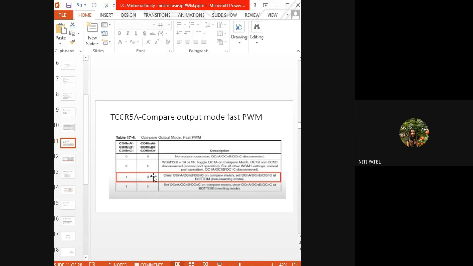So when a channel, let us assume channel A, is selected, what should the value of A be? 1, 0. If it is B, what should the value of B be? 1, 0. If it is channel C, what should the value of C be? 1, 0. If it is 0,0 or 0,1 or 1,1, it is going to work. It will move forward, it will go behind, it will take right, it will take left, everything it will do.